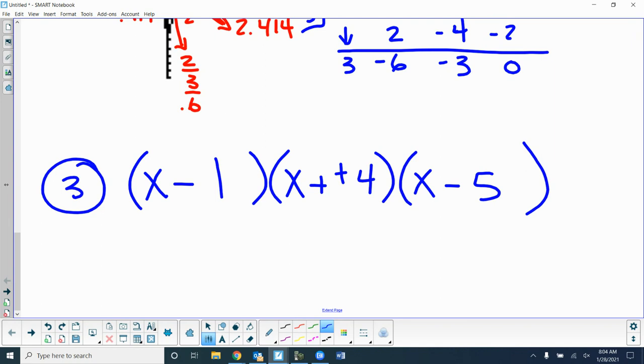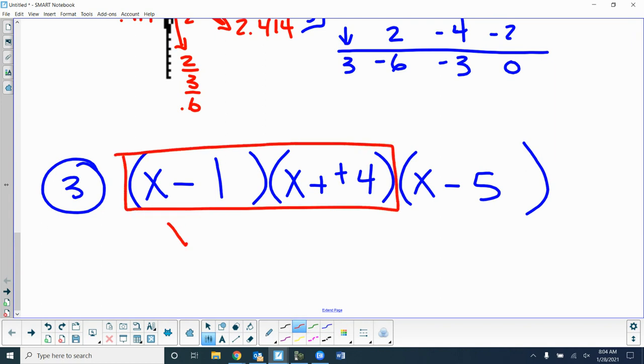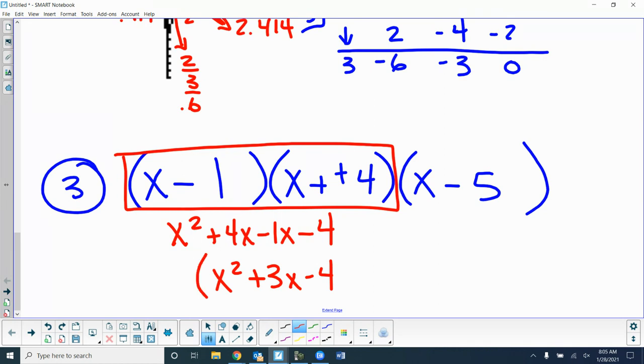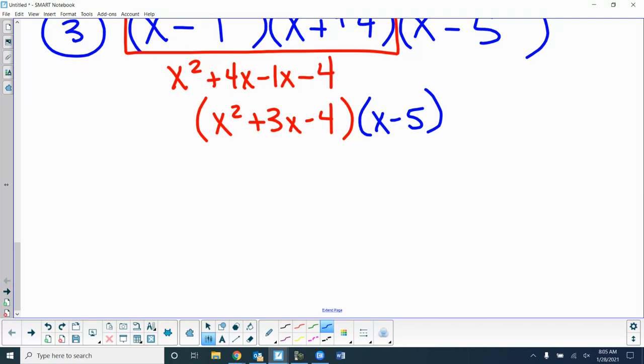because there's no radicals, there's no i's. Okay? So just FOIL it. I'm just going to do the first 2 first. So first is x squared, outside is positive 4x, inside is negative 1x, last is negative 4, which is x squared plus 3x minus 4. And then I multiply by the x minus 5. Okay, some of you did this part, then you stop. Okay, you got to multiply it all out to get all your terms.